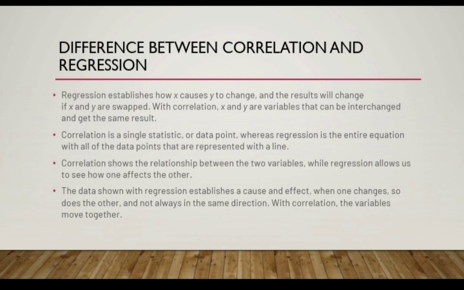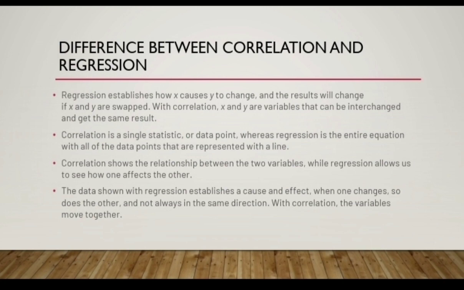Correlation is a single statistic or a data point, whereas regression is the entire equation with all the data points that are represented with a line. Correlation shows the relationship between two variables, while regression allows us to see how one affects the other.